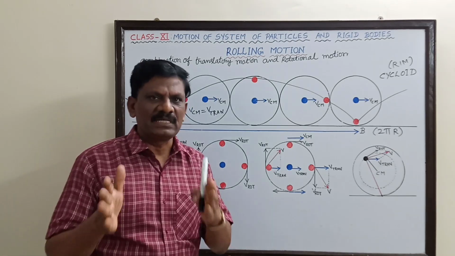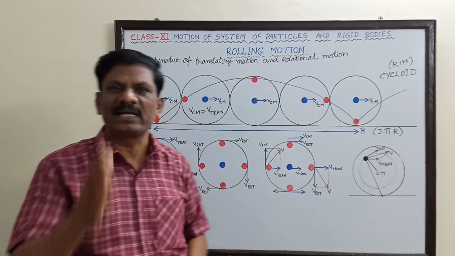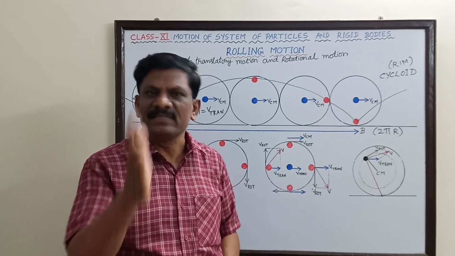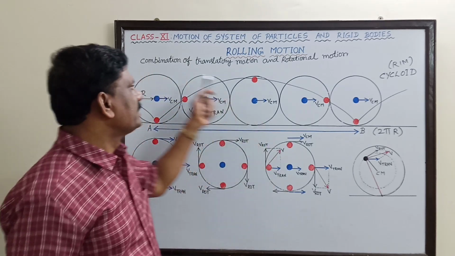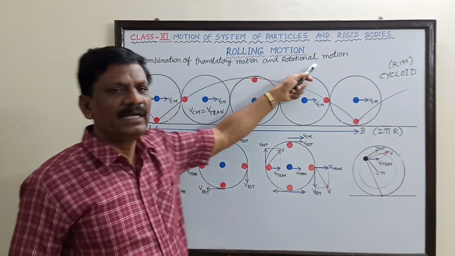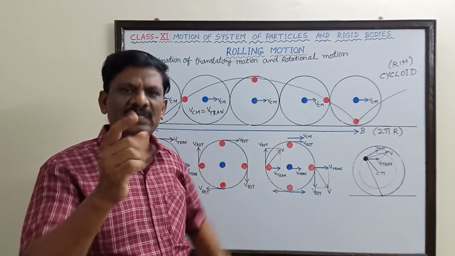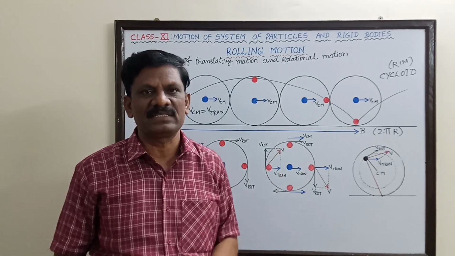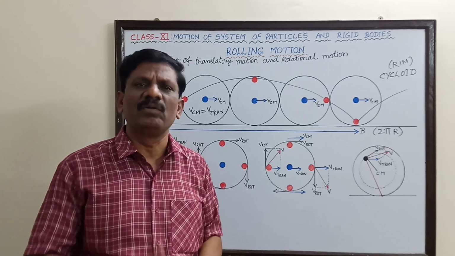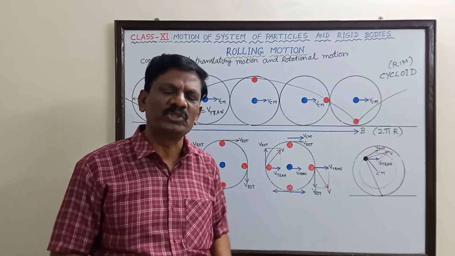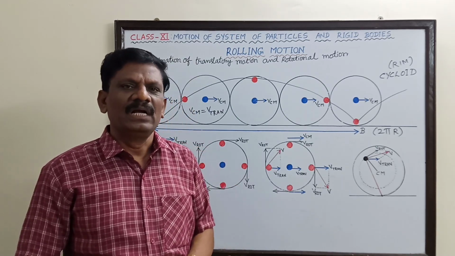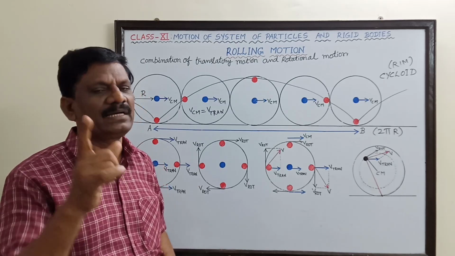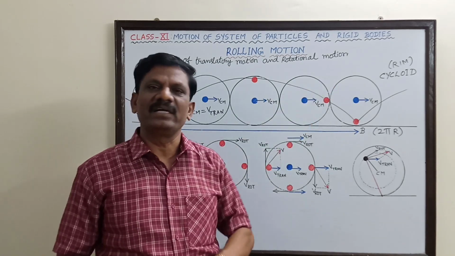So my dear students, you must understand that rolling motion is a combination of translatory motion and rotational motion. The only particle exempted from rotational motion is the particle at the center of mass. All other particles will have two types of motion, translatory motion and rotational motion. As a combination of these two types of motion, the path followed by the particles except that at the center is a cycloid.